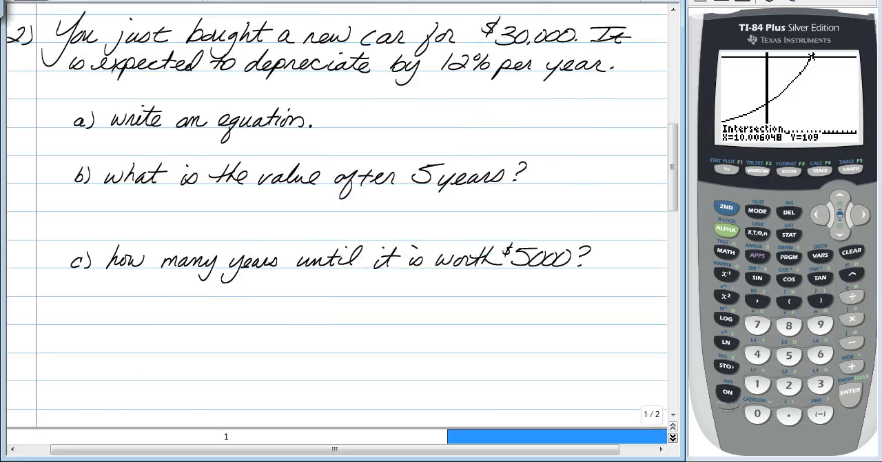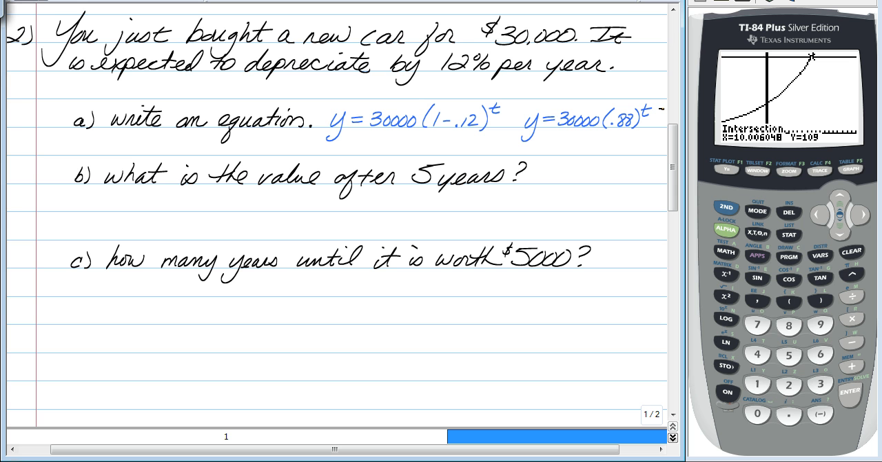This example is exponential decay. You bought a new car for $30,000 and it is expected to depreciate by 12% per year. So the equation for this would be y is equal to 30,000 times (1 minus 0.12) raised to t, which looks better if we say y is equal to 30,000 times 0.88 raised to the t.